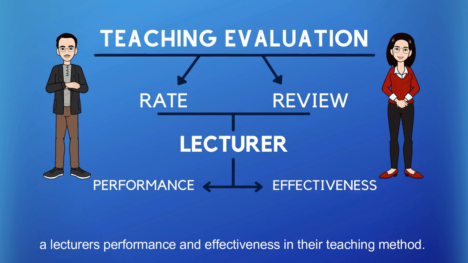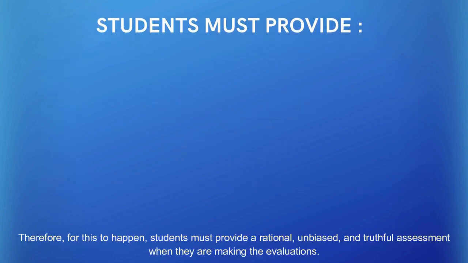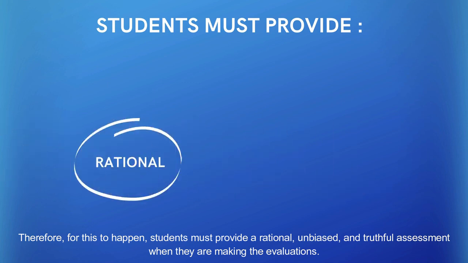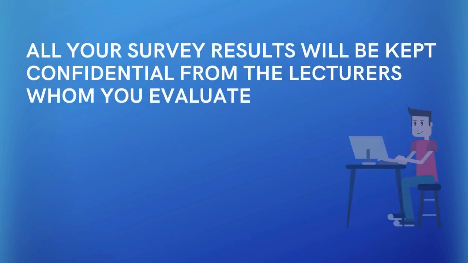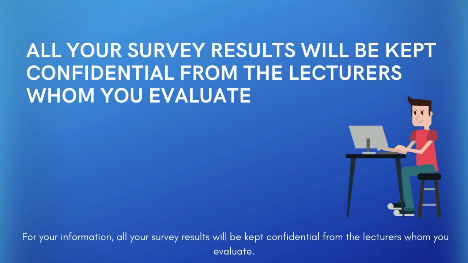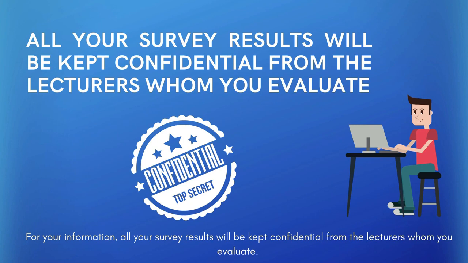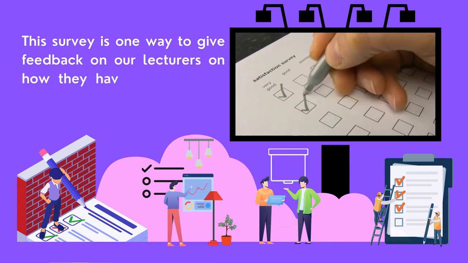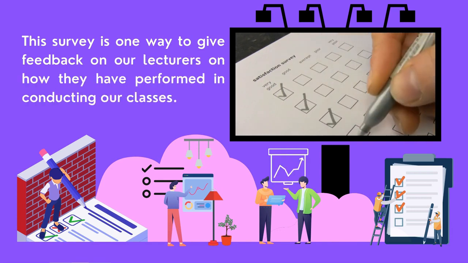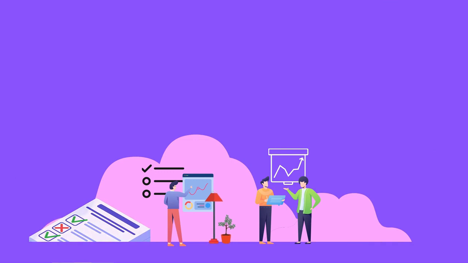effectiveness in their teaching methods. Therefore, for this to happen, students must provide a rational, unbiased, and truthful assessment when they are making the evaluations. For your information, all your survey results will be kept confidential from the lecturers whom you evaluate. This survey is one way to give feedback on our lecturers on how they have performed in conducting our classes.